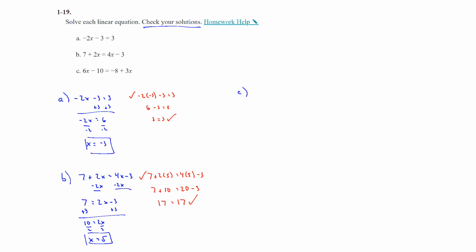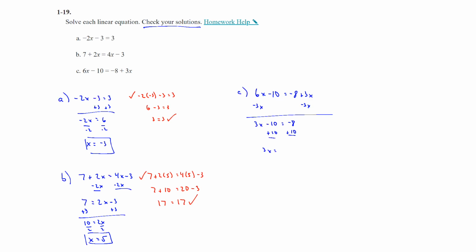Part C. 6x minus 10 is equal to negative 8 plus 3x. Similar to B. This time, though, I'm going to subtract my variable term so that my positive is on the left side of the equation. So 3x minus 10 is equal to negative 8. Then I'll add my constant to the other side.